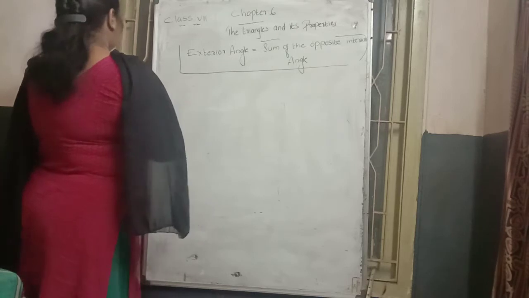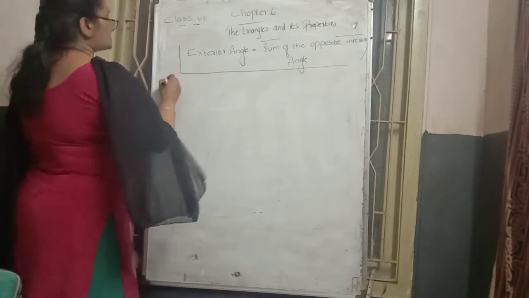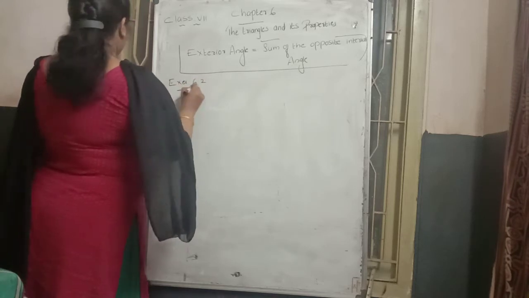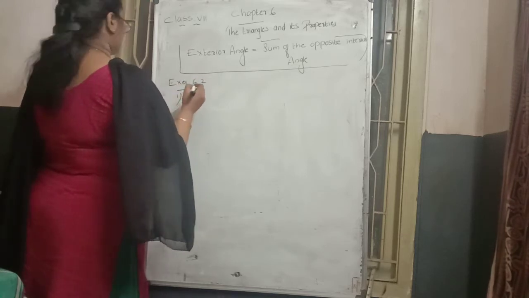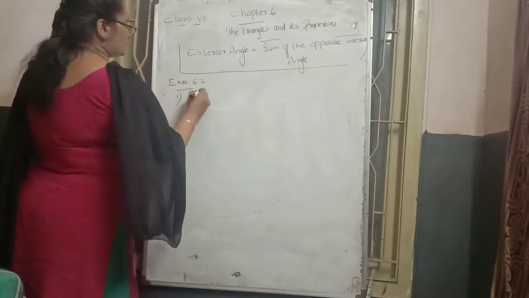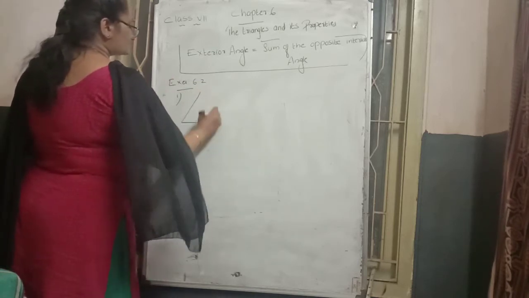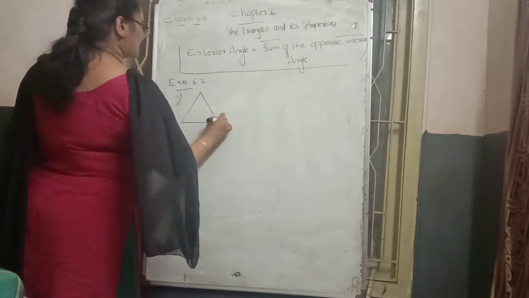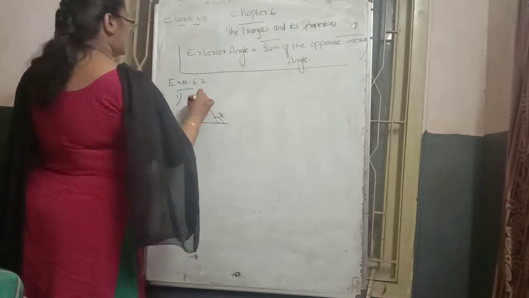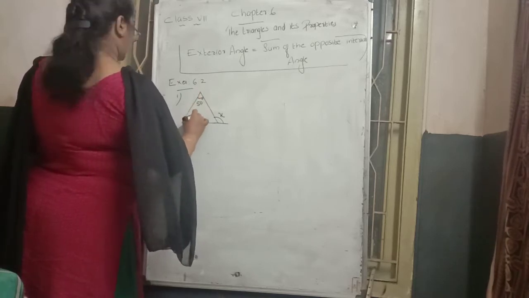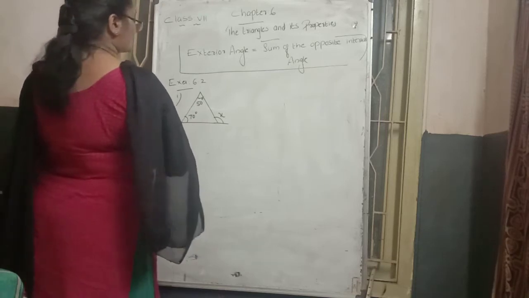Exercise 6.2 is related to this property. In the first question, they tell us to find the value of the unknown exterior angle x. That is the question, and diagrams are given. Here x is there, here 50 degrees, and here 70 degrees. We want to find x.